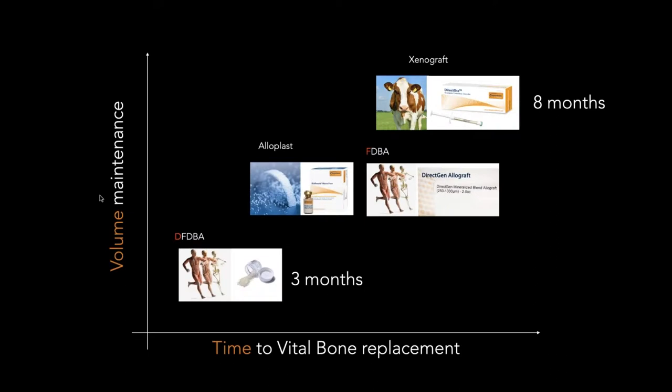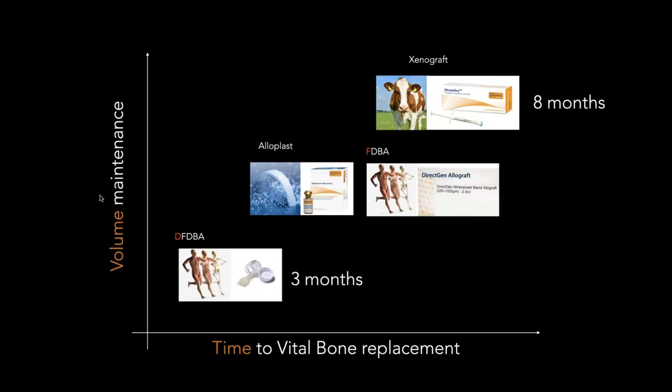Well, typically the choice is between your need for volume maintenance versus your need for time. DFDBA is the demineralized allograft, right? It's demineralized cadaver human bone. And typically that only takes 3 months for 80% of that turnover to happen. If you need more volume maintenance, in the sense that you want more volume when you get back, you need more of that scaffolding effect. You want to prevent as much resorption as you possibly can.